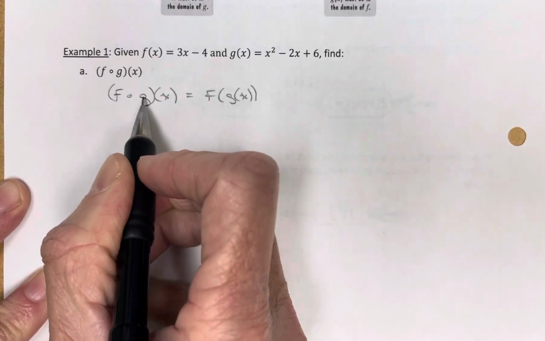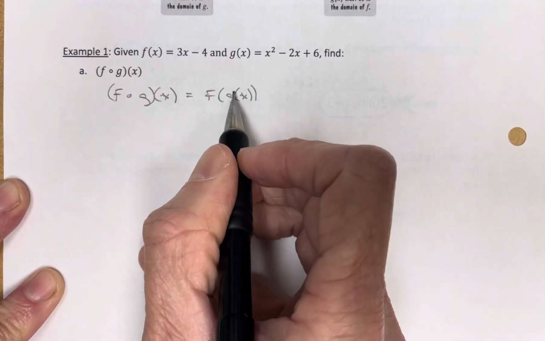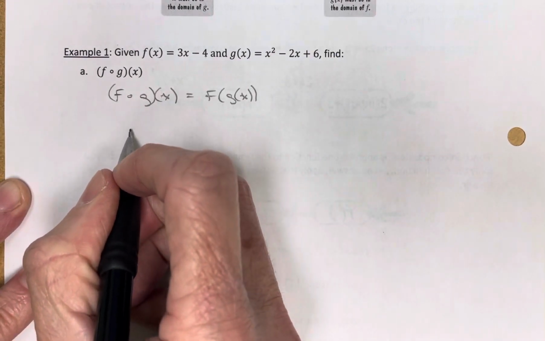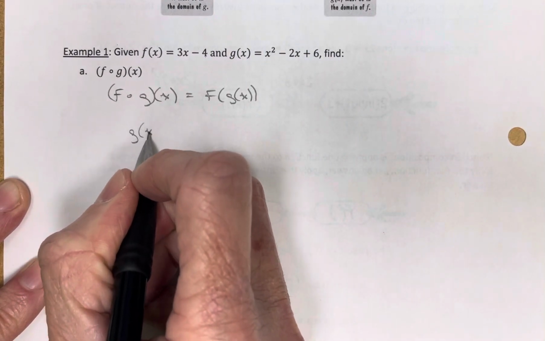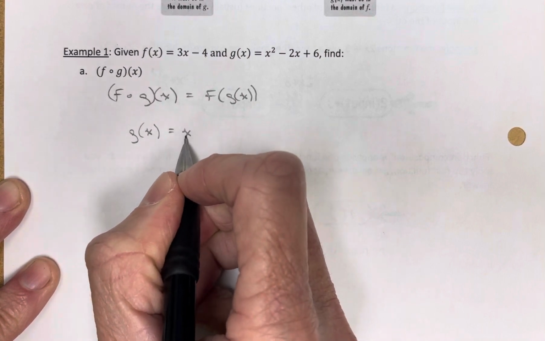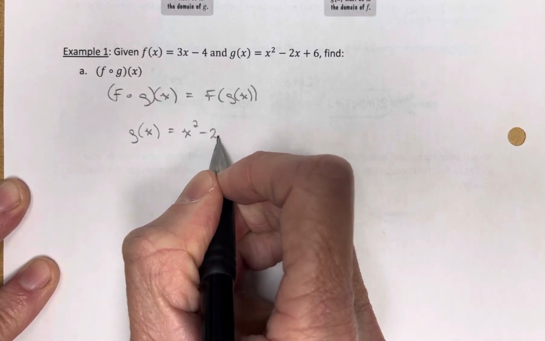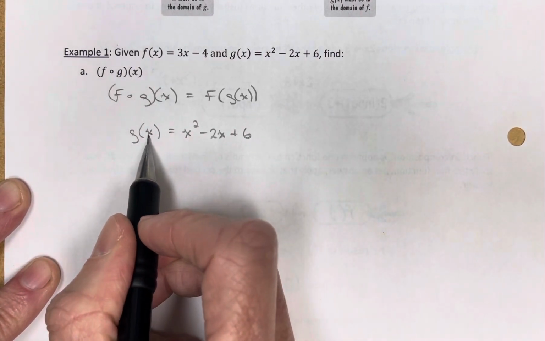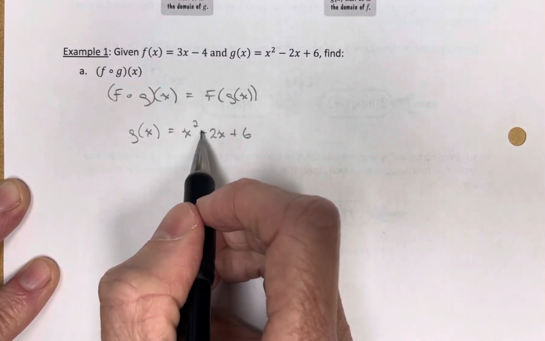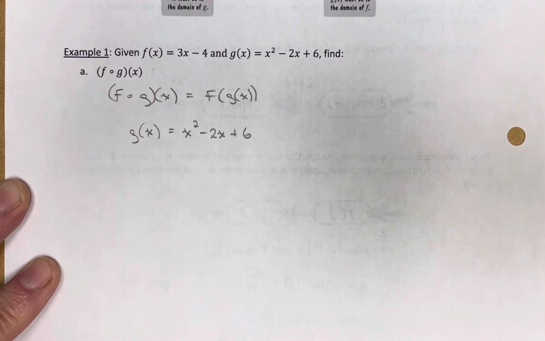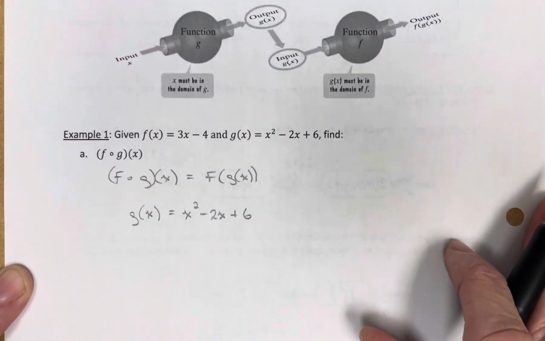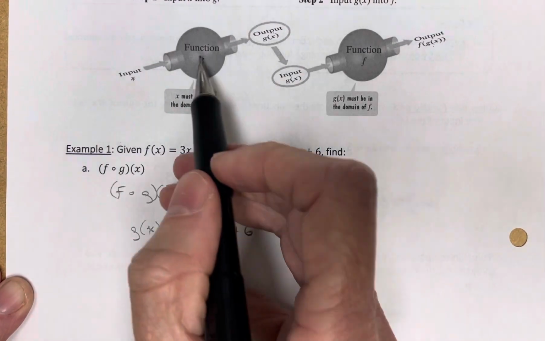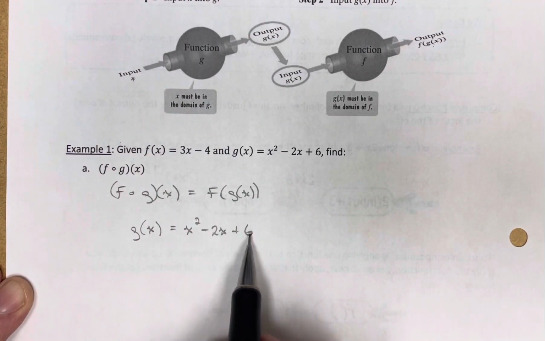Okay, so here, the next to function goes first, or the inside function goes first. So what is g of x? I'm going to do that first. G of x is x squared minus 2x plus 6. Okay, that one's done. X went in. What came out was x squared minus 2x plus 6. Done. Let's go back to our machine here. We put x in, and out came x squared minus 2x plus 6.